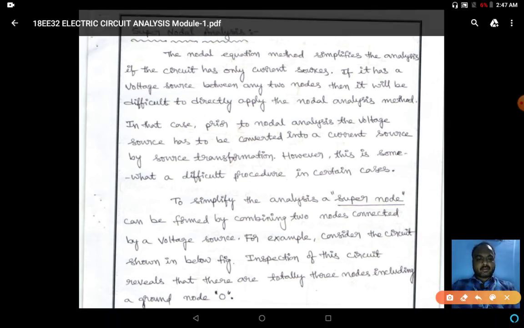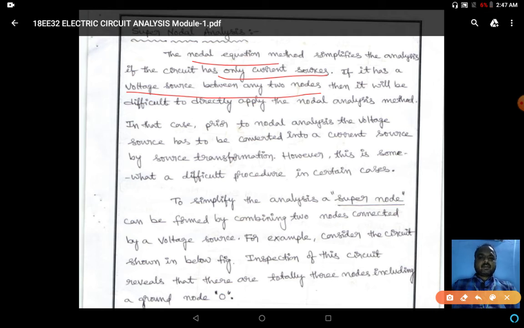See here, the nodal equations method simplifies the analysis when the circuit has only current sources. So, you can use the nodal equation method, that is the nodal analysis method. Suppose it has a voltage source between two nodes, then it will be difficult to directly apply the nodal analysis method.